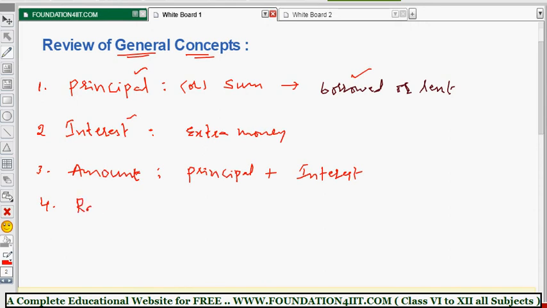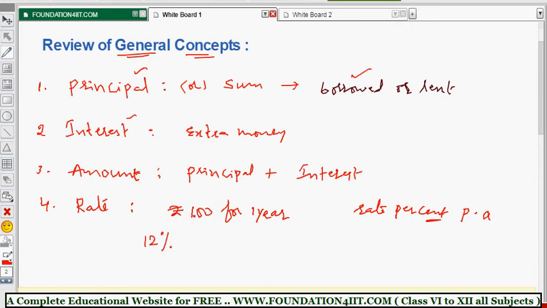And rate. Based on this only, interest will be calculated. This is rate of interest. So generally, per every 100 rupees for 1 year you calculate the rate. Interest on rupees 100 for 1 year is called the rate percent per annum. So 1 year. Cent means 100. For example, if it is 12%, it means for every 100 rupees after 1 year we need to pay 12 rupees. That is 12% per annum, for every 1 year.